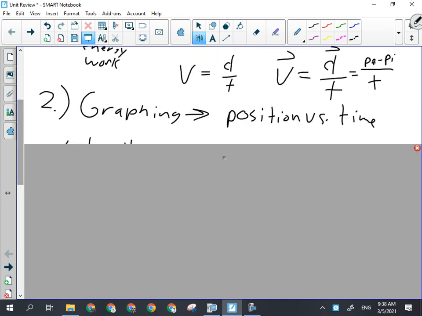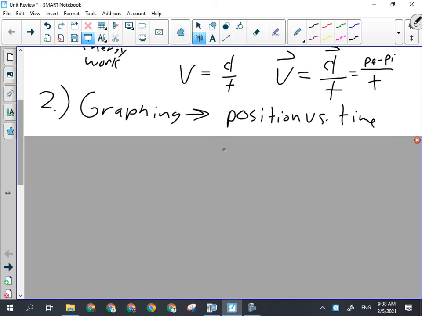Second topic, graphing. We went over 2 different kinds of graphs, the same 2 that you learned about in Science 10: position versus time graphs and velocity versus time graphs. When we were going over your acceleration labs yesterday, I told you that on your test you can expect to see both in the written response section.